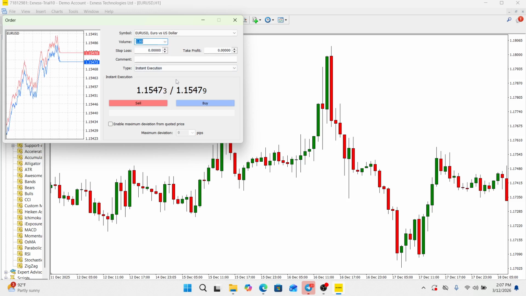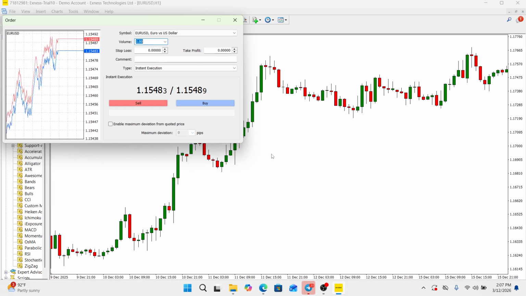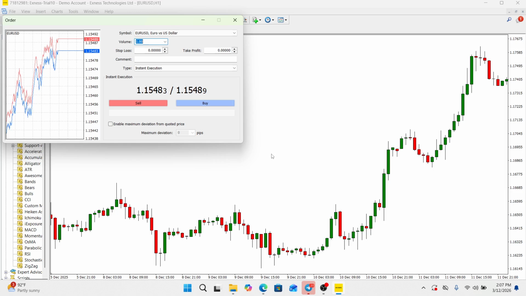Common sizes are standard lots, 100,000 units, mini lots, 10,000 units, micro lots, 1,000 units, and nano lots, 100 units of the base currency. Your lot size directly controls how much each pip is worth in your account currency, which is why lot sizing is at the core of risk management.